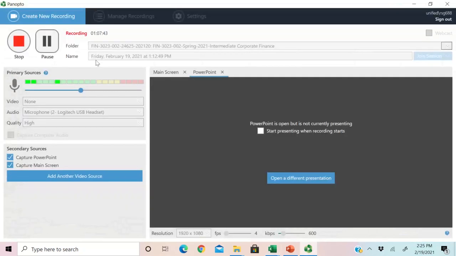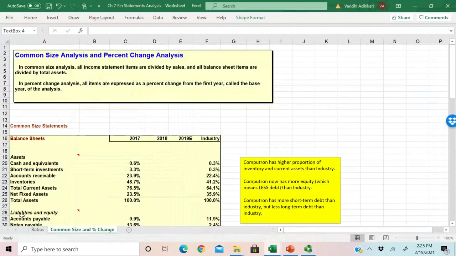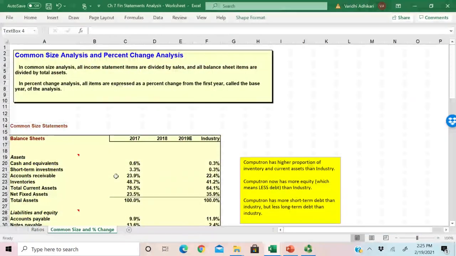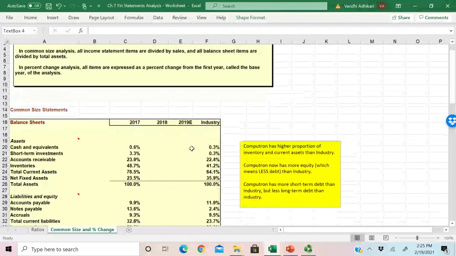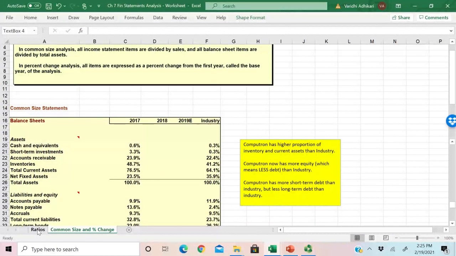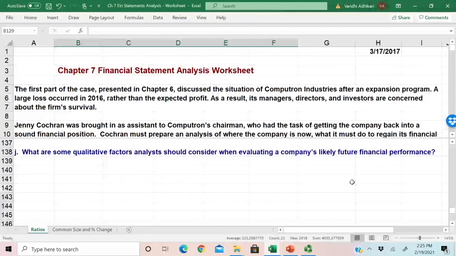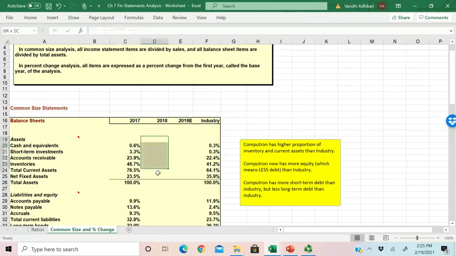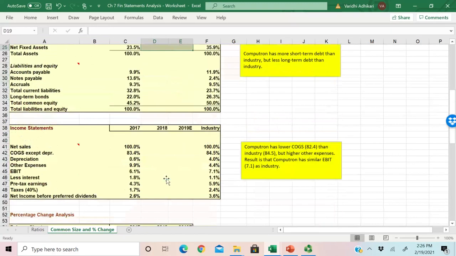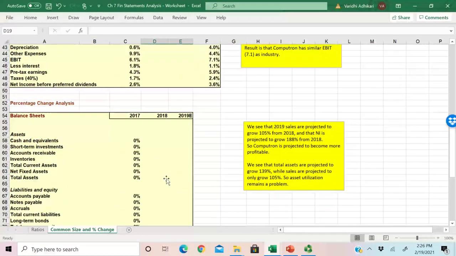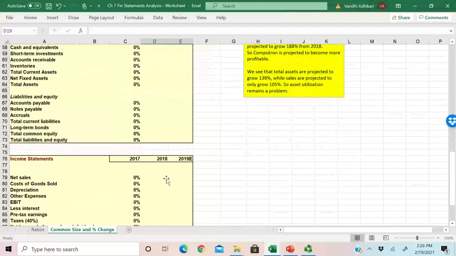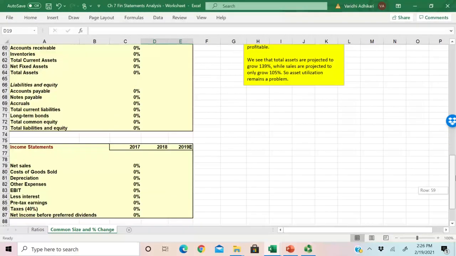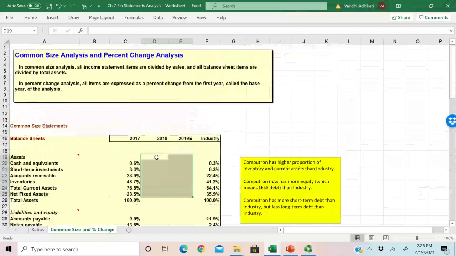Now a different but related way to do financial analysis is to look at a common sized income statement and common sized balance sheet, and also analyze the growth rate in the balance sheet and income statement items to understand what is going on with the company compared to its competitors or compared to itself, and we'll see what we can learn from such a thing.